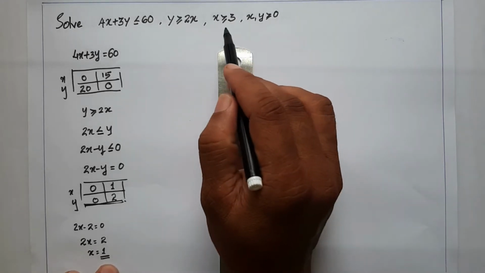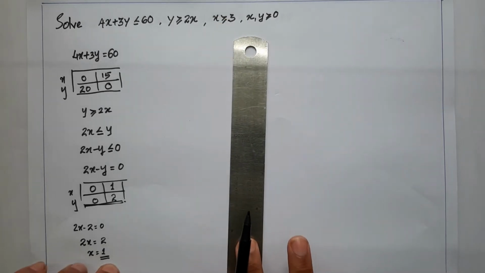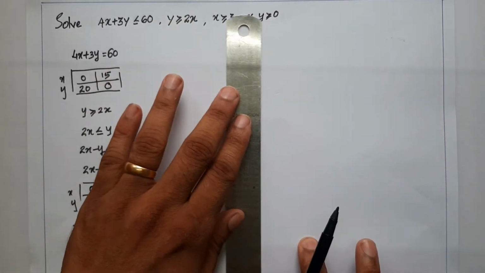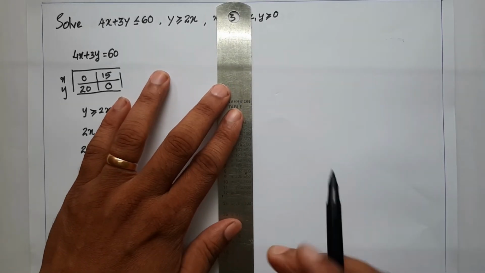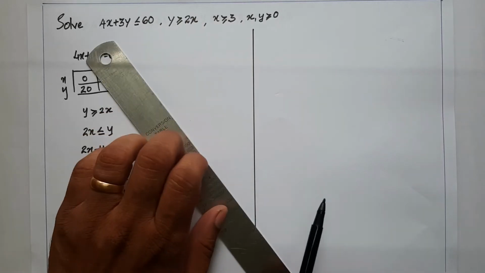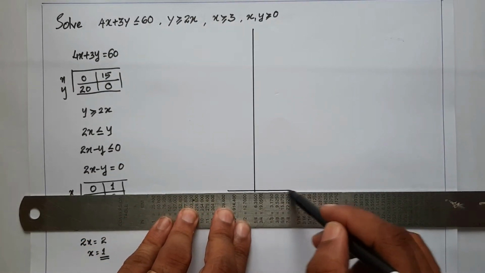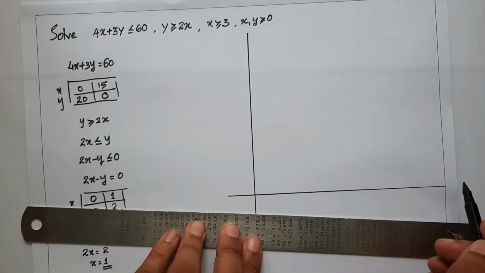Also given x, y greater than or equal to 0. For x greater than or equal to 3, we do not need a table. Directly we plot x greater than or equal to 3. First of all, we draw the y axis, then the x axis.